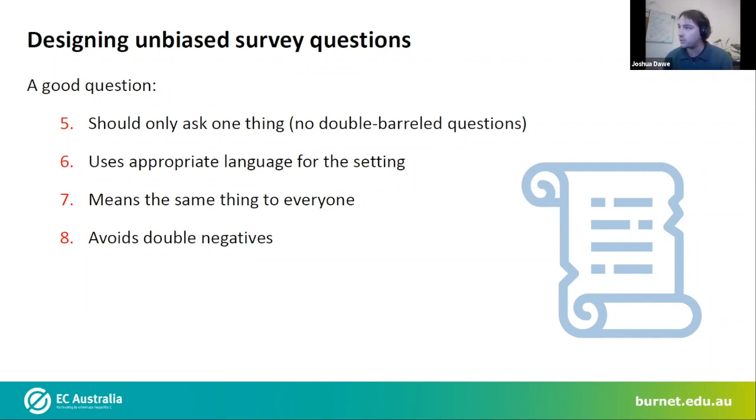You want it to mean the same thing to everyone. So if you've got 2 people who answer the same question, but to each of these people the question is kind of asking a different thing, then you're actually measuring 2 different things, which will make comparing those 2 people really difficult. And avoid using double negatives as much as possible.